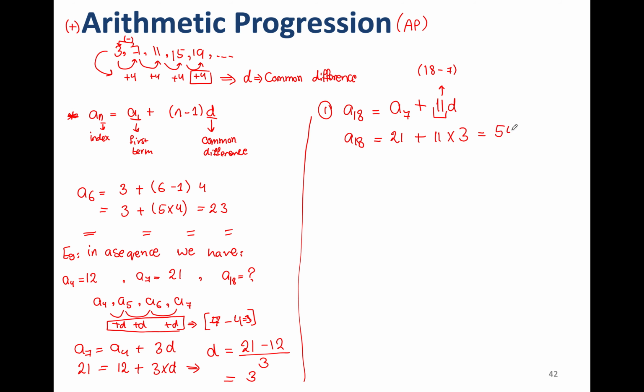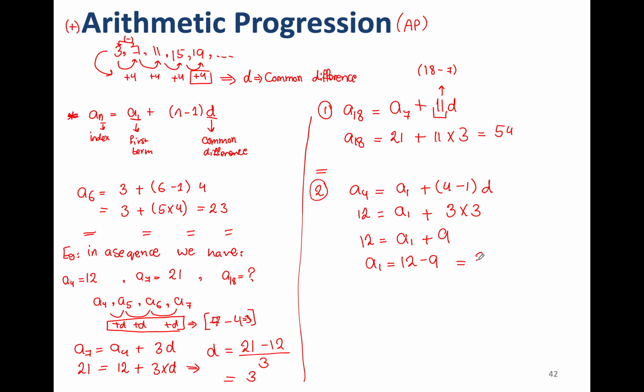However, we can use the other way, which is finding the first term, then we can get the 18th term. In order to find the first term, we can use the fourth term: A4 is equal to A1 plus (4 minus 1) D, which is this rule. A4 is equal to 12, A1 is unknown, 4 minus 1 is 3, and D is 3. And this is equal to 12 equals A1 plus 9, and A1 is equal to 12 minus 9, which is 3.